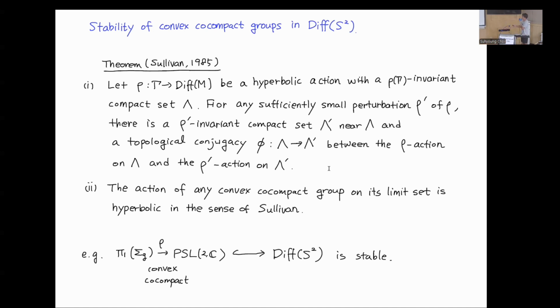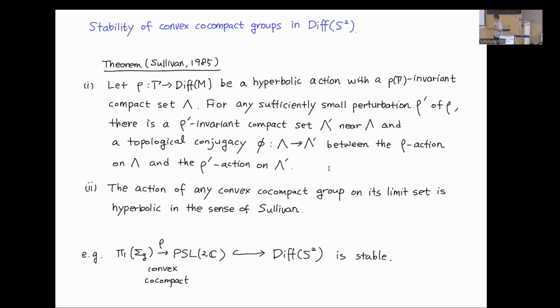So what is the advantage of Sullivan's approach? Actually, the convex co-compact representation is stable in PSL2C. That means that if you have a convex co-compact group in PSL2C, and you perturb it in PSL2C, then you still get a convex co-compact group.